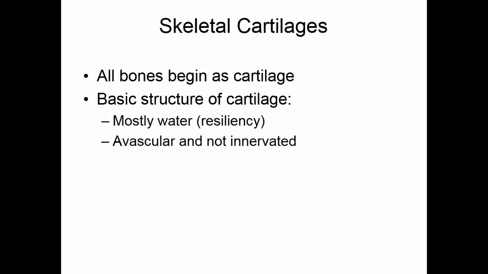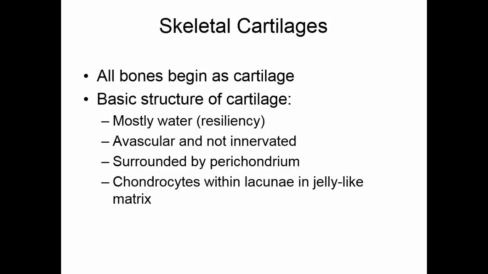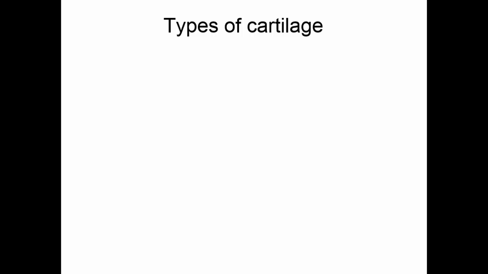The cartilage does not have its own blood supply, nor does it have its own nerve supply. It relies on its nutrition from the perichondrium which surrounds it. The cells of the cartilage are the chondrocytes, and they are trapped within the lacunae, the hollow spaces within the jelly-like matrix. There are three types of cartilage.